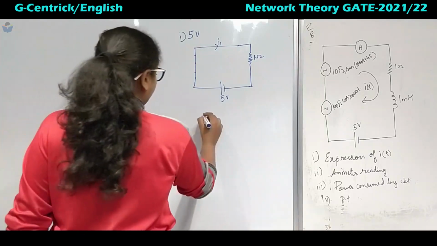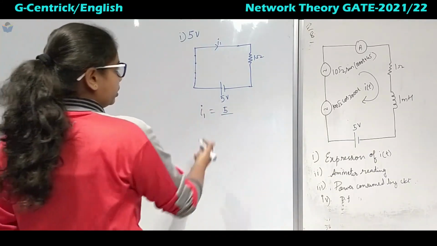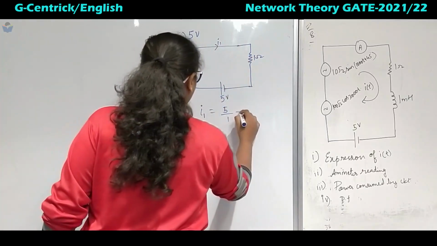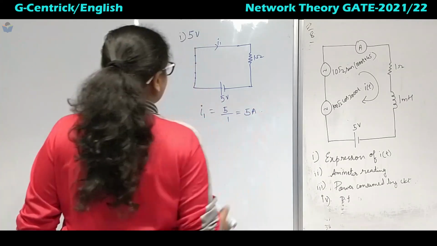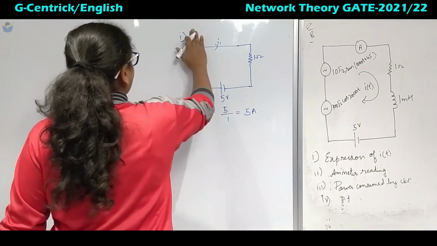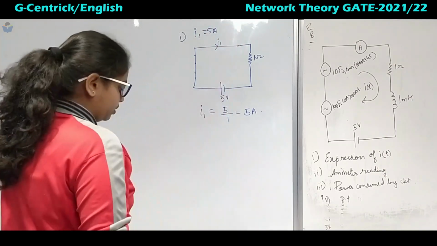I1 is very easy: it is the total voltage in this circuit upon impedance. We do not have any impedance, we have only one resistor. So it comes out to be 5 amperes. Okay, so here for the first one, I'll write I1 is equal to 5 amperes.